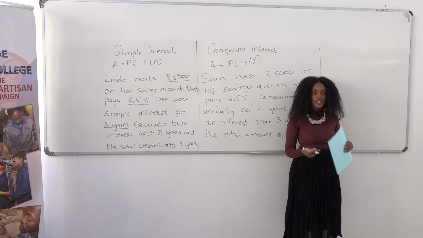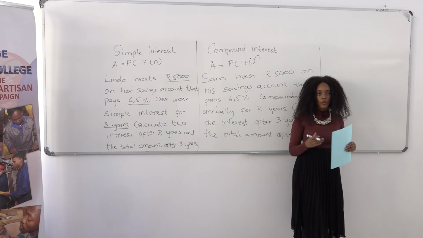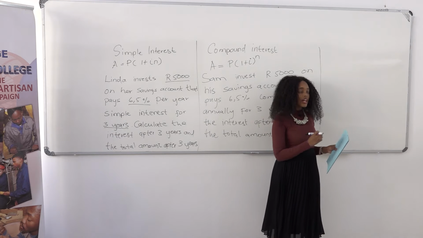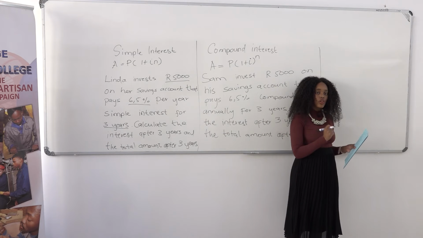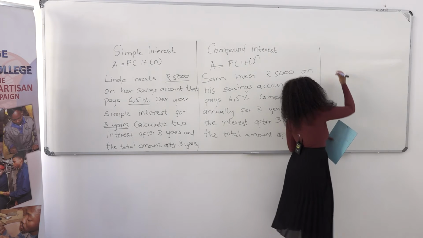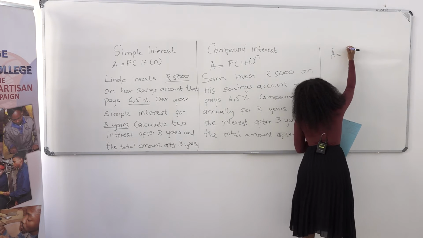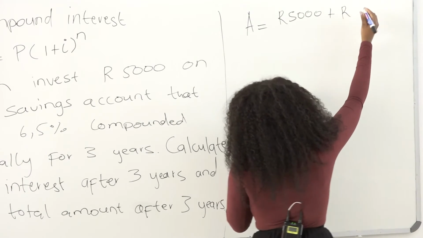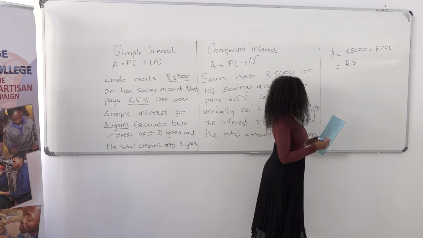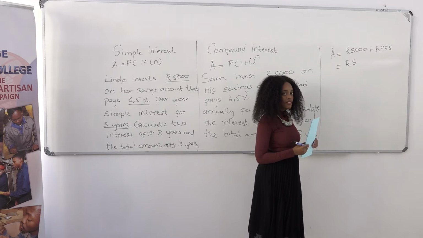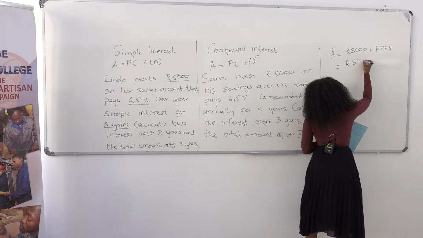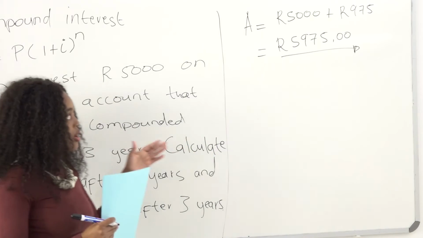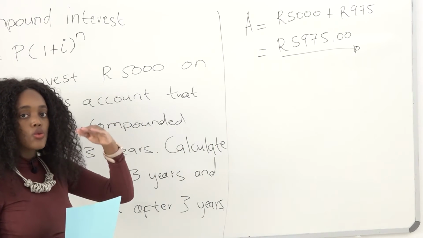So now to calculate the final amount at the end of 3 years, like we said, interest is calculated as a percentage of the amount borrowed, meaning that we're gonna add the interest to the original amount that was invested. So the total amount at the end of 3 years will be 5,000 rand plus the interest that was gained, which is 975. So all in all, the money that will be in her account after 3 years will be 5,975 rands.